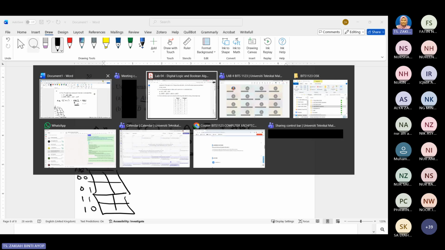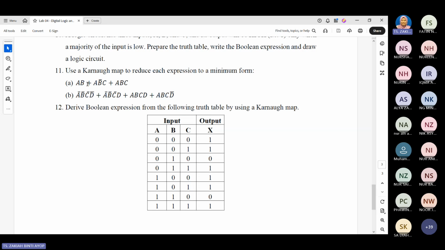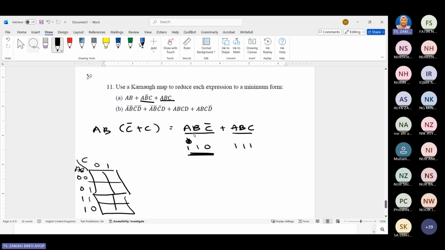So question 11 should be done for A and B. The same thing happens for question 12. For question 12, also map to the Karnaugh map and then put the output there. But for question 11, only the expressions that are mentioned will give an output 1. The rest will become 0. So here, let's say for AB bar C plus ABC, only these expressions would give an output 1.